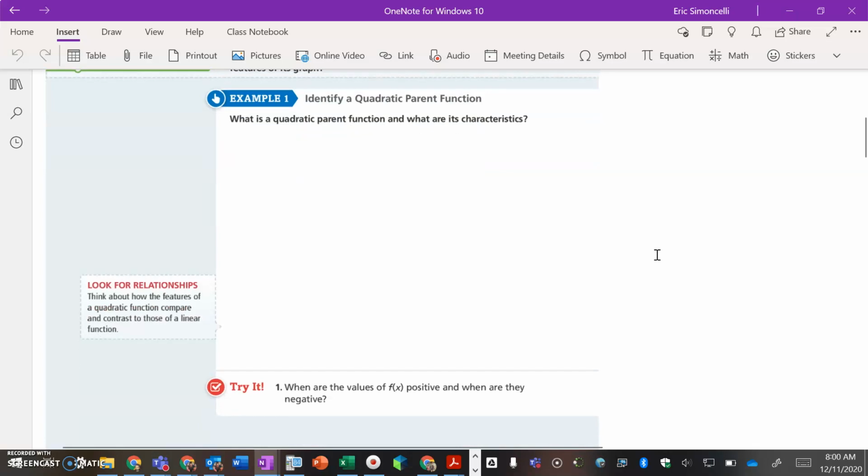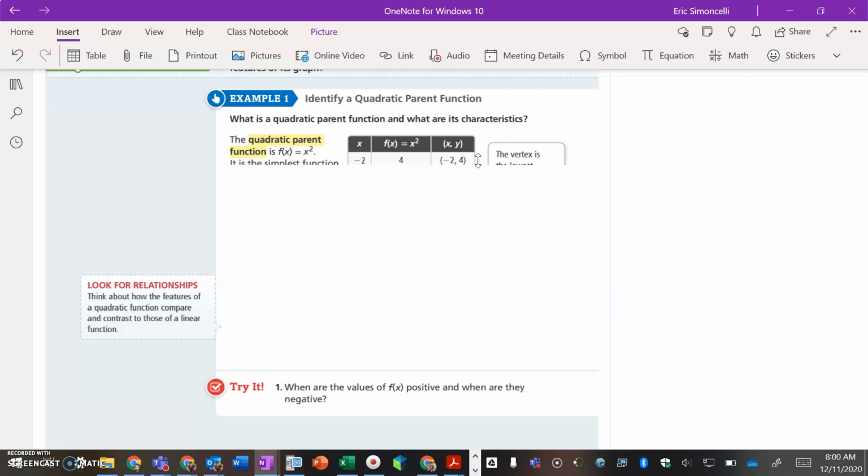In example 1, we're going to start off by identifying a quadratic parent function. What is a quadratic parent function and what are its characteristics? So we'll take a look to start with. The quadratic parent function is f of x equals x squared. So we'll take a look at an xy table to start with some ordered pairs. Some of these items and details you'll already be familiar with.